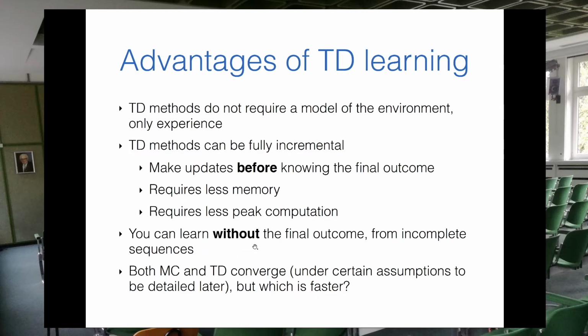You can learn without the final outcome. As we have seen, we just need one of the transitions, the corresponding reward and the corresponding next state, and that's all we need to apply the learning rule. Now, both Monte Carlo and temporal difference converge under certain assumptions that we will see next, but which is faster? Good question.